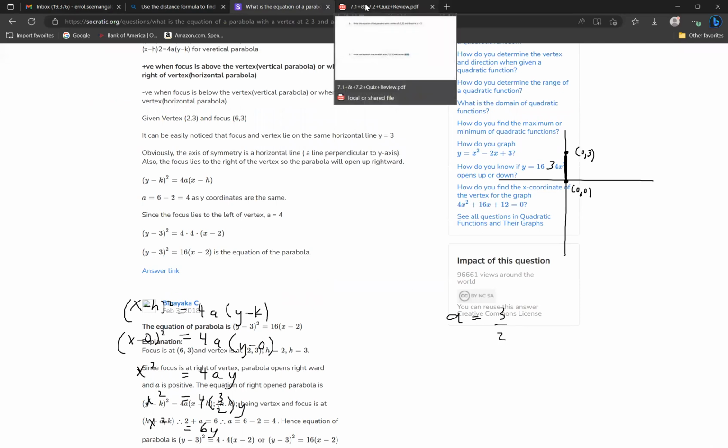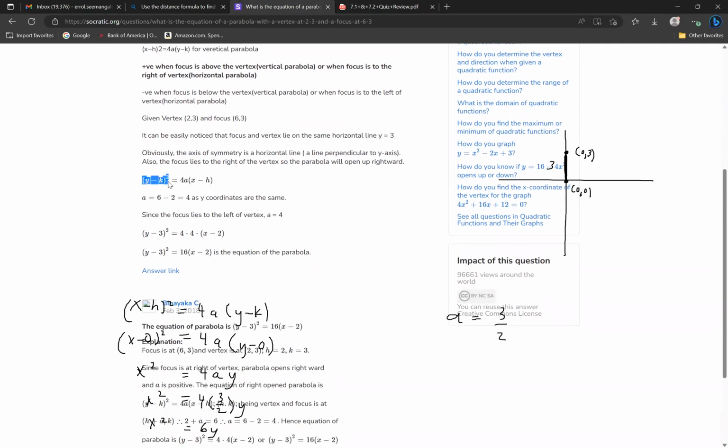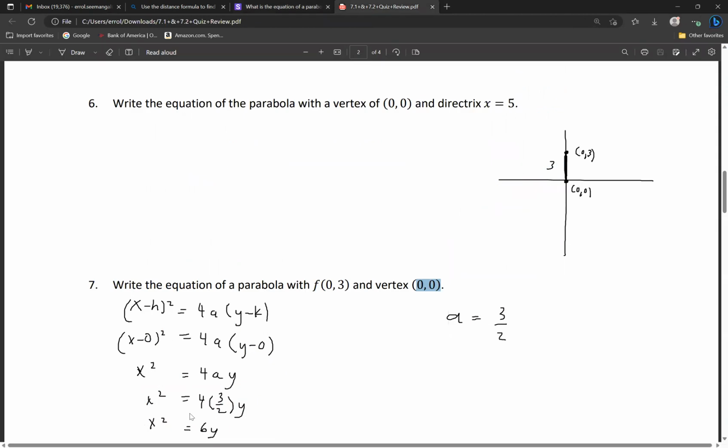Y minus k squared, x minus h. This wasn't squared, actually, my bad. Oh, no, it was squared. This part is squared, so make sure you make that difference. That part right there is squared, but this part right here is not squared. So did we do that? Yes, we did. X squared equals 6y.